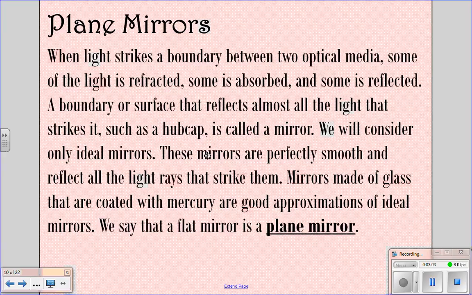And we say that a flat mirror is called a plane mirror. So if it's completely flat, it's a plane mirror. Most of you probably have a plane mirror in your bathroom. You look at it, well, some of you look at it more than others in the morning when you're getting ready. That's called a plane mirror.